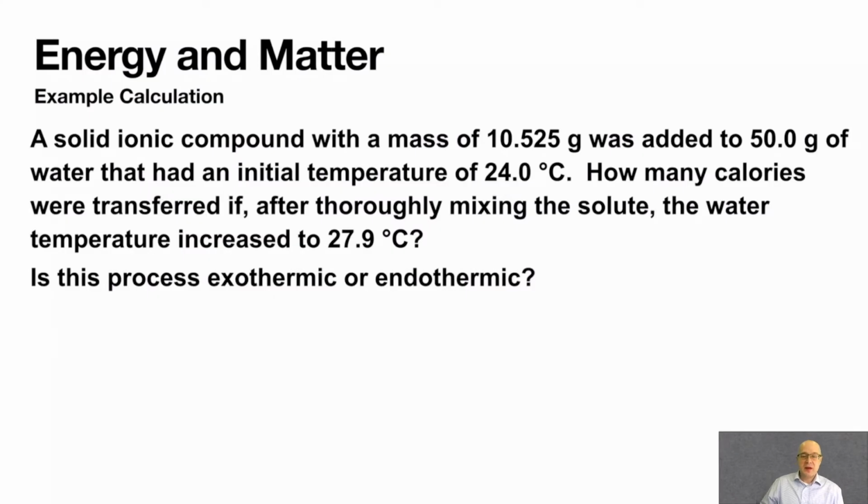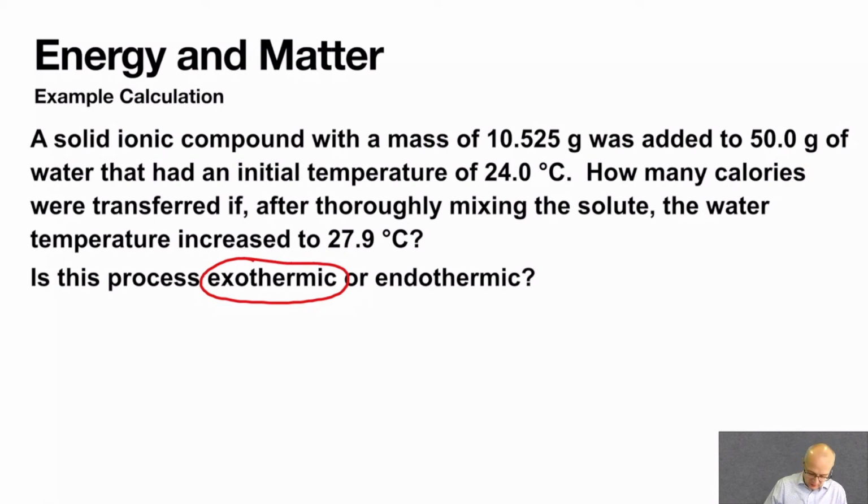Now here's an example. A solid ionic compound with a mass of 10.525 grams was added to 50.0 grams of water and had an initial temperature of 24.0 degrees Celsius. How many calories were transferred if, after thoroughly mixing the solute, the water temperature increased to 27.9 degrees Celsius? So we have to do two things here. We have to calculate calories, and we have to tell the asker if it's endothermic or exothermic. Well, easy. It's getting hotter. It's exothermic. So we can answer that one right away. I can just circle exothermic. It's getting hotter, so it's definitely exothermic.